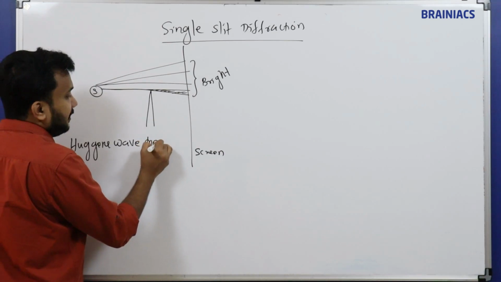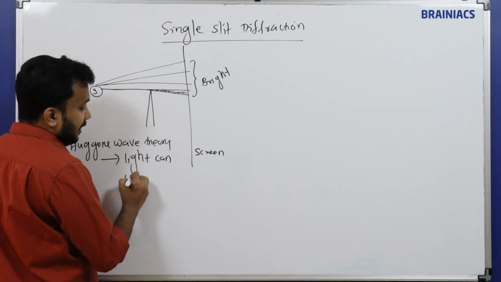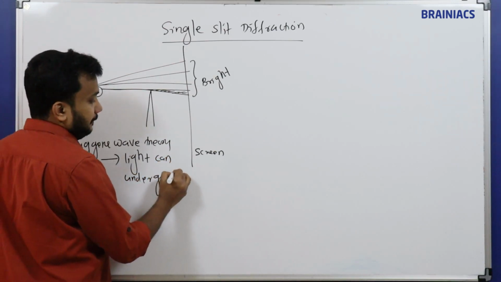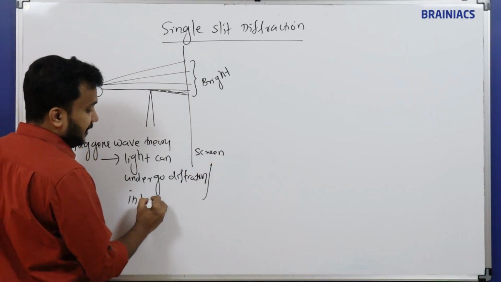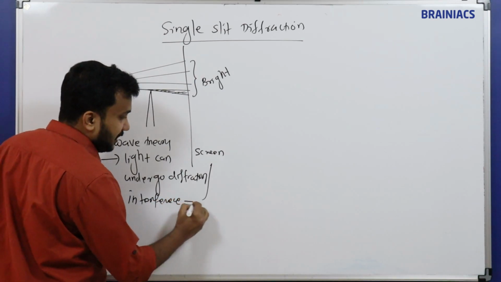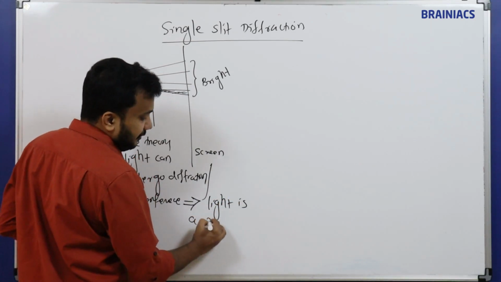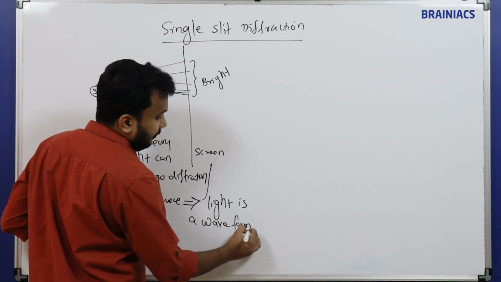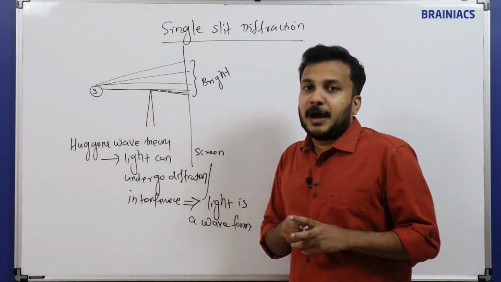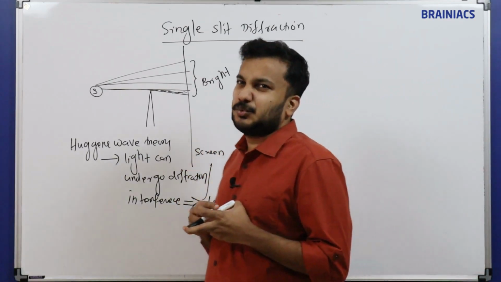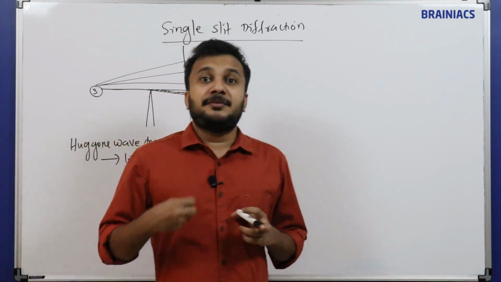Huygens wave theory of light also told that light can undergo diffraction, and light can undergo interference. What does all this indicate? All this indicates light is a waveform. Only waveforms will show diffraction and interference. So out of diffraction and interference, what is the best theory explaining the wave nature of light?